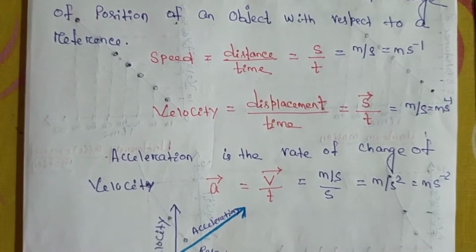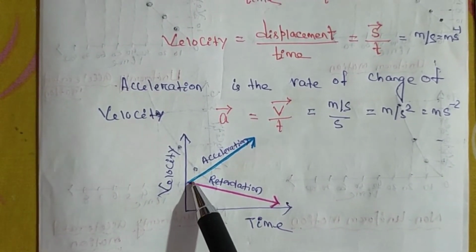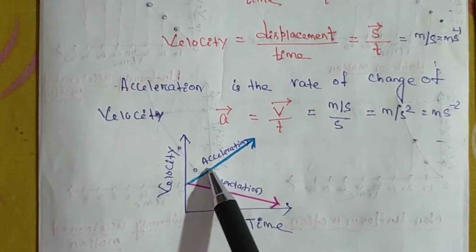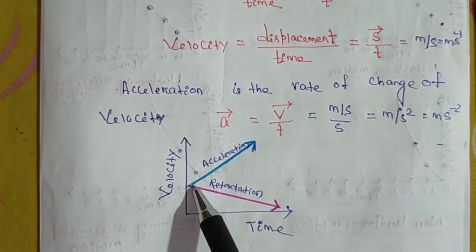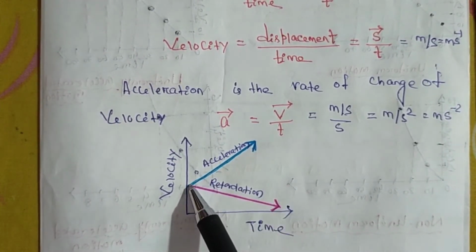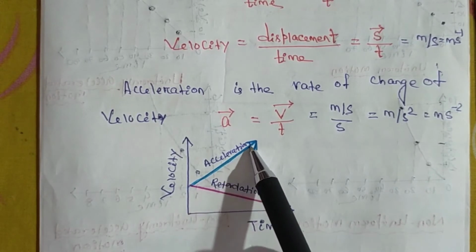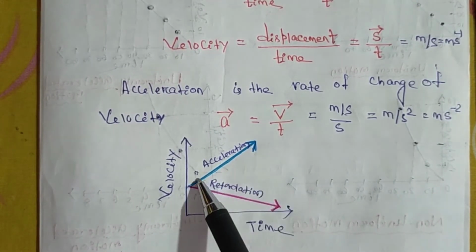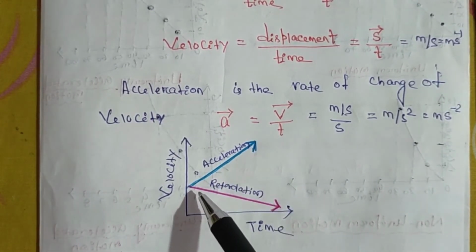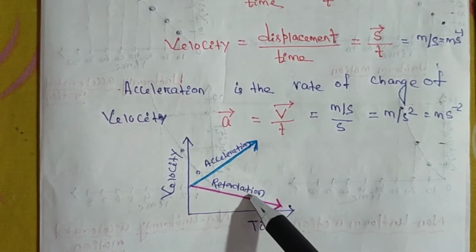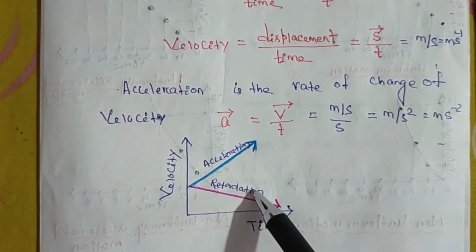Velocity time graph. The rate of change of velocity may be increasing or decreasing. If the velocity changes in an increasing order, then it is called acceleration. If it decreases, then it is called retardation.